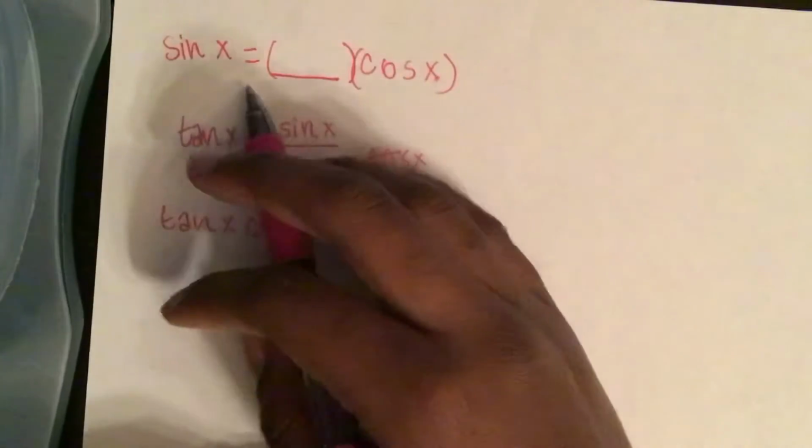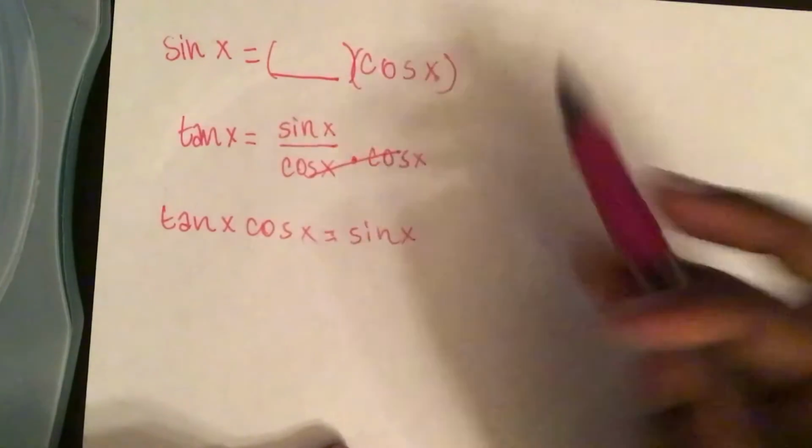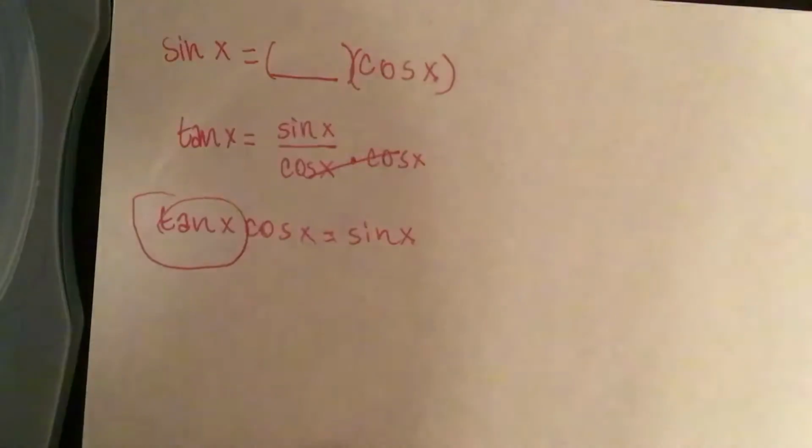And here we have the sine of x equals blank times the cosine of x. And we know that it's going to be tangent. So tangent is our answer for this problem.